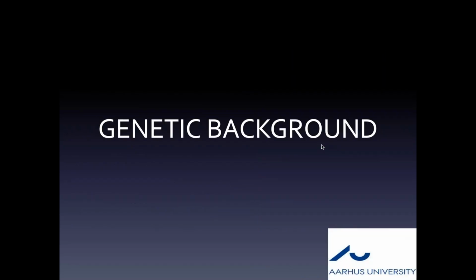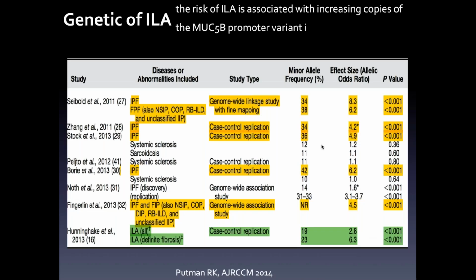We have also the genetic background of this. And in all these studies, there was an association between the presence of MUC5B promoter variants or polymorphism and increased risk of having ILA on CT scan.